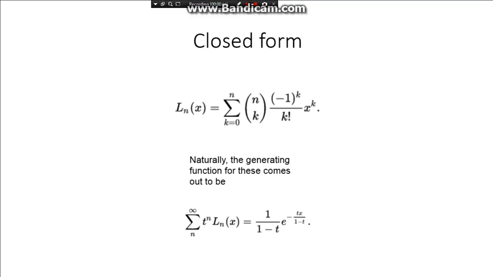Now we come to the closed form of Laguerre polynomials, which is given as the summation from k equal to 0 to n of nCk into (-1) raised to k into x raised to k, the whole divided by k factorial. The generating function for these comes out as follows: sigma from n equal to 0 to infinity of t raised to n into the nth Laguerre polynomial of x, which is equal to 1 upon (1 - t) into e raised to negative tx upon (1 - t).